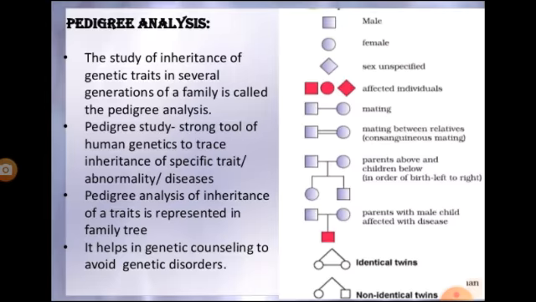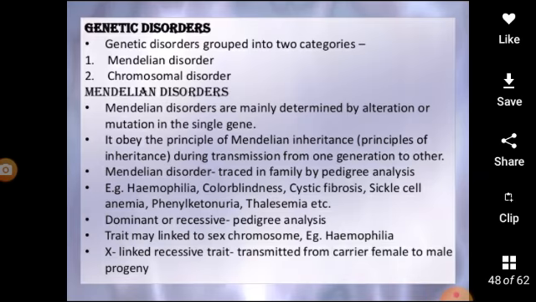Now we will discuss genetic disorders. Students, genetic disorders are grouped into two categories. The first category is Mendelian disorders, and the second category is chromosomal disorders. First of all, let us talk about Mendelian disorders: what is a Mendelian disorder and why are we calling them Mendelian disorders?